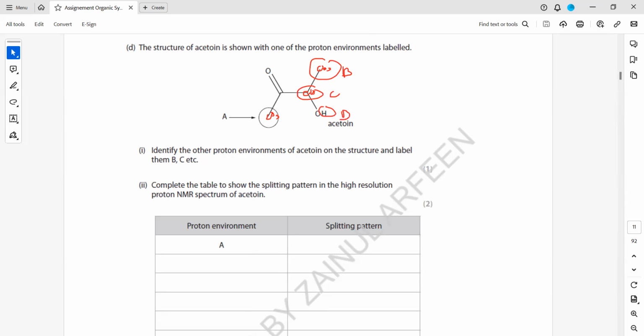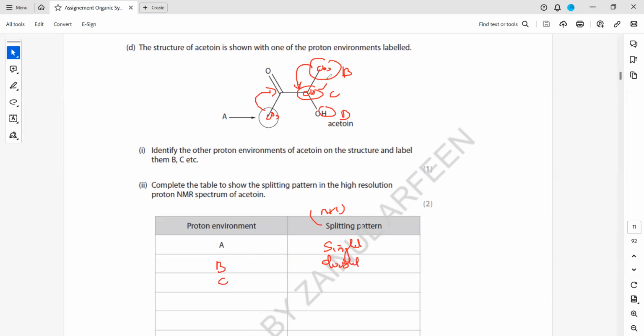Or it's up to you, you can label this as B, this as C, it does not make a difference. Then the splitting pattern for A: how do we predict the splitting pattern? It is N plus 1, where N is the number of neighbor hydrogens. This does not have a neighbor, so 0 plus 1, it will be 1. What we call the splitting pattern of 1 is a singlet. This is B for us, which is CH3. But splitting pattern depends on the neighbor. The neighbor is having one hydrogen. So N plus 1 means 1 plus 1 makes 2. So it will be a doublet.